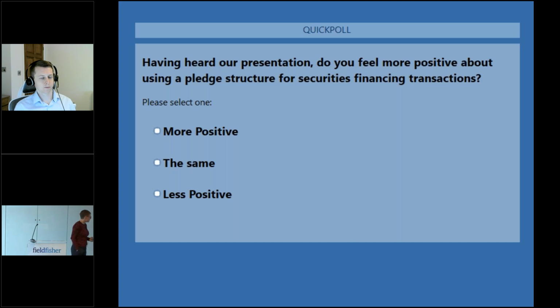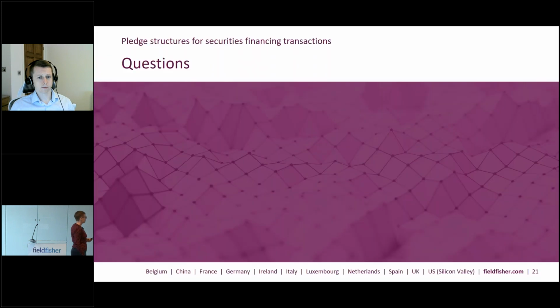Okay, so it looks like most people feel the same, some people more positive, and only 4% feel less positive. So I don't think that means we'll get ISLA knocking on our door asking us why we've made people feel worse about it. Okay, it's fine. So we have had a couple of questions through.